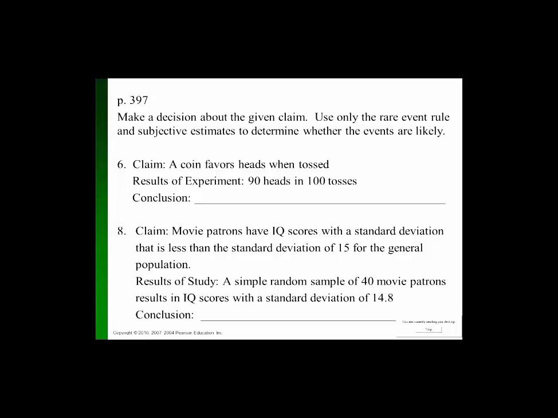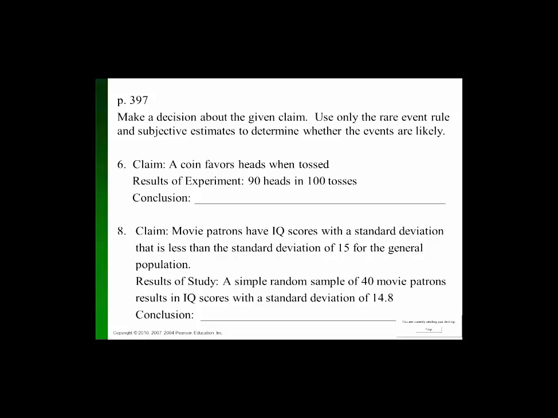Well, but remember the magic number 30? If it's normally distributed, which we know that IQs are, then it doesn't even matter if they use less than 30. But they've used more than 30, and we know IQs are normally distributed, so sample size is not the problem there. If the person tested 40 movie patrons and their standard deviation, sure enough, was less than the general population of 15, would we go, hey, you're right?